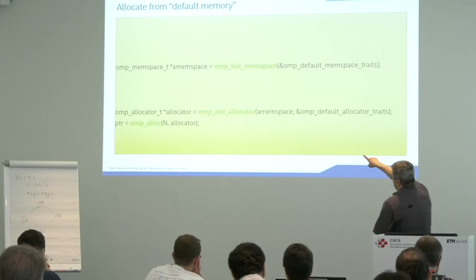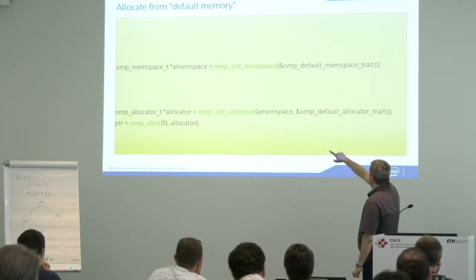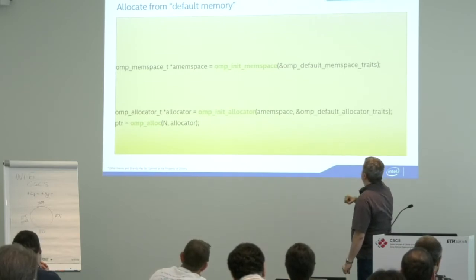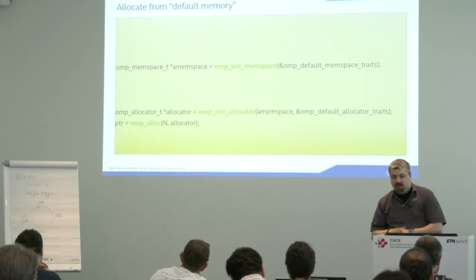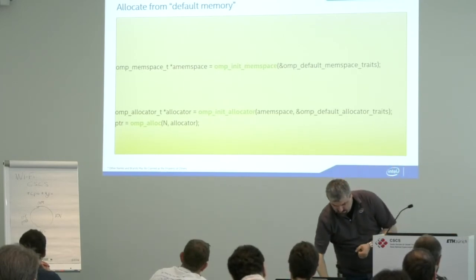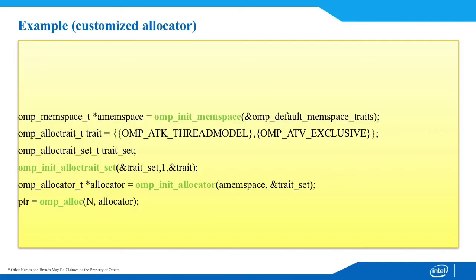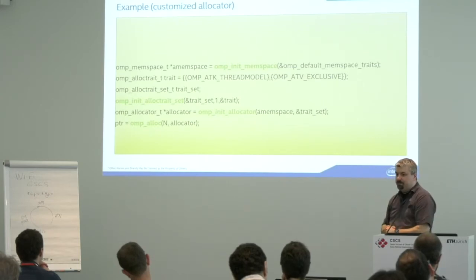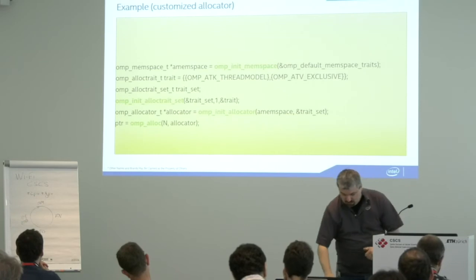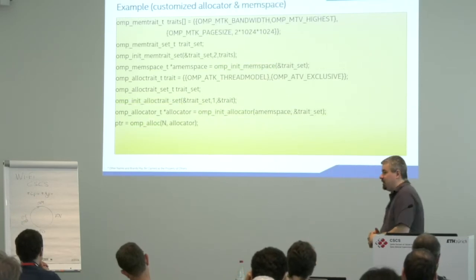Okay, so now we initialize an allocator, and it needs a memory space, right? And the memory space is the default, whatever the system offers as memory traits. Okay, now let's make it more complicated. So what we can also say is, from the default memory space, please allocate such that the thread model is exclusive. So that means that each thread that performs an OpenMP allocation gets a private allocation from that memory space.